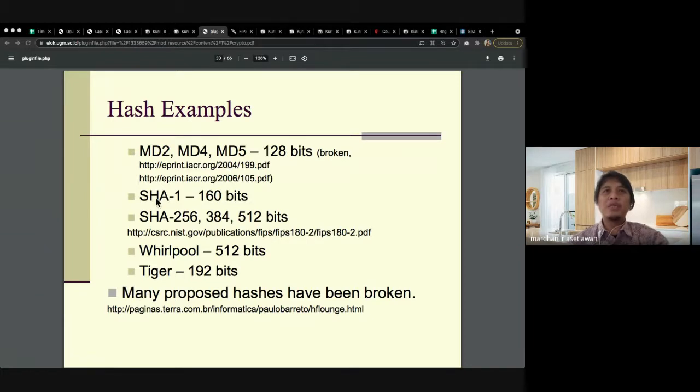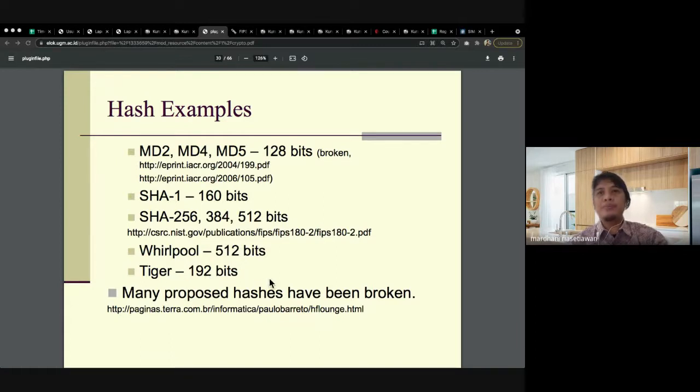But now we have the SHA. The first version is 160 bits, and now we have SHA-256 until 512 bits. I think many applications and organizations still use this one. What I know is that in financial technology institutions, for example, the approach is using SHA-512. This is the most complex and more secure, they claim. And then we also have Whirlpool, which can also be used for 512 bits, and then Tiger is 192 bits.